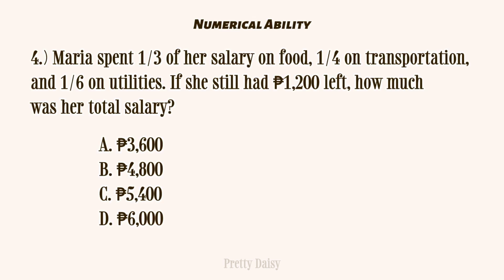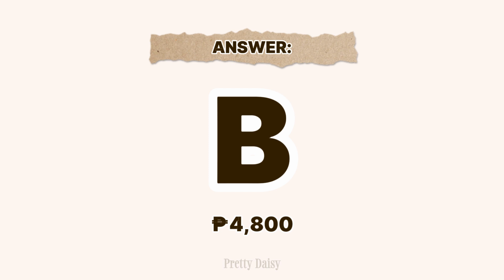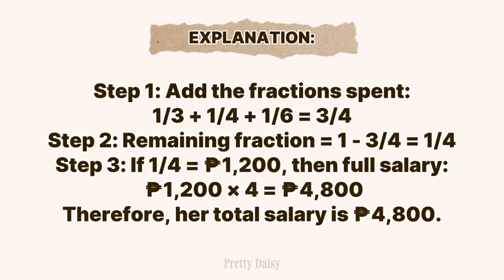Choice B. 4. Maria spent 1/3 of her salary on food, 1/4 on transportation, and 1/6 on utilities. If she still had Philippine peso 1,200 left, how much was her total salary? A. 3,600. B. 4,800. C. 5,400. D. 6,000. Answer. B. 4,800.